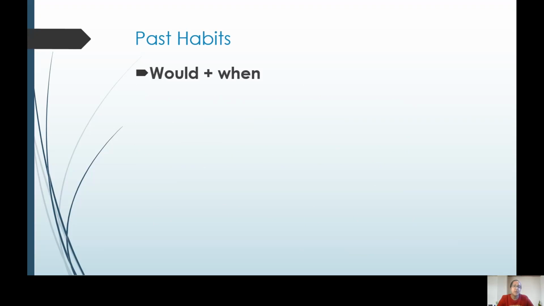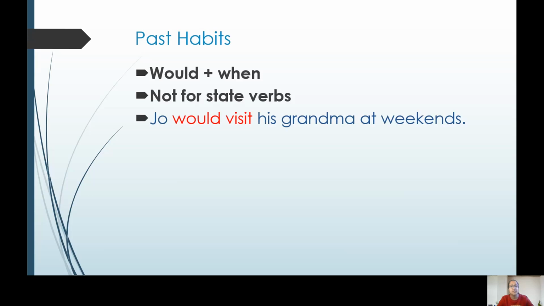So we can also use would and a time frame to talk about habits in the past or routine actions in the past. We can't use would for a state verb though. For example, Joe would visit his grandma at weekends when he was a child.